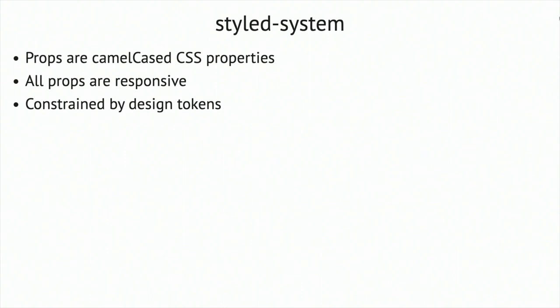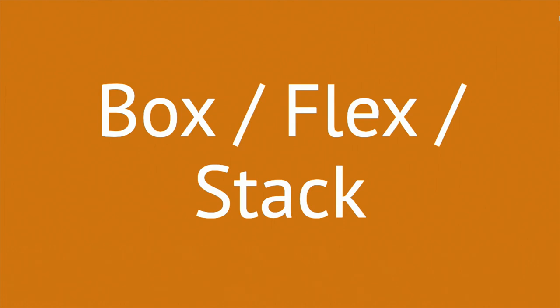Components are constrained by design tokens. Instead of using hard-coded values for colors, font sizes, and white space, we're using tokens. So our UIs are consistent. And it works with most CSS-in-JS libraries like styled-components or Emotion. So let's implement components using Styled System that we'll later use to implement the mockup we've seen at the beginning.